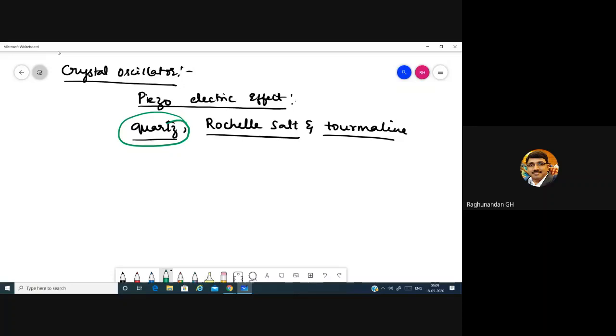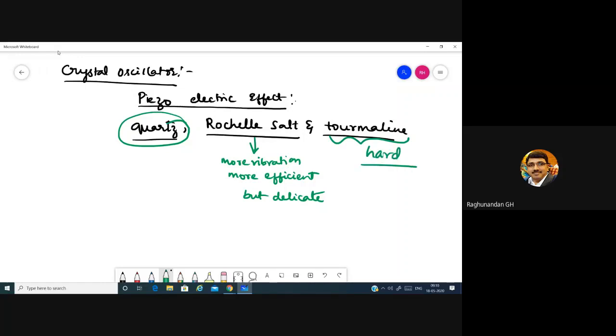Rochelle salt is rarely used. Why? Because Rochelle salt has more vibration and is also more efficient compared to quartz, but it is very delicate. We have to handle it very carefully. The hardness is very less. But when it comes to tourmaline, it is too hard. It is very, very hard. I was telling that Rochelle salt is very delicate because hardness is less.